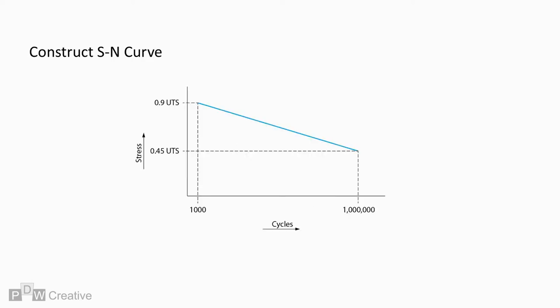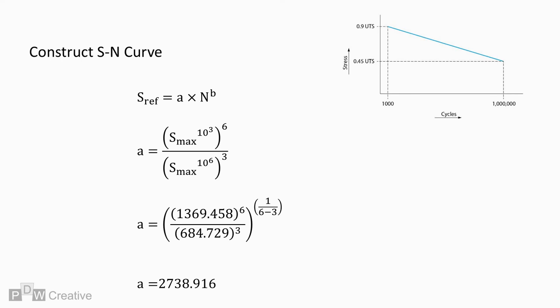We can now begin to fill in the SN curve with data. Max reference stresses at 1,000 and 1 million cycles can be used to construct a formula for calculating cycles or stress to failure. The equation A times a predicted number of cycles to failure to the power of B can be used to work out the reference stress for failure. We can work out variable A using reference max stresses worked out earlier.